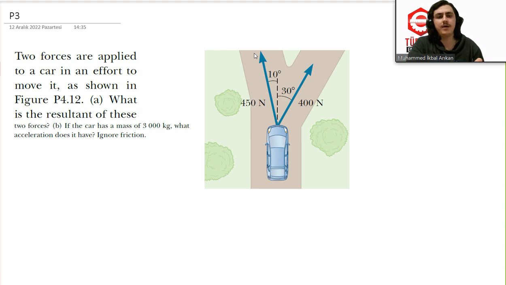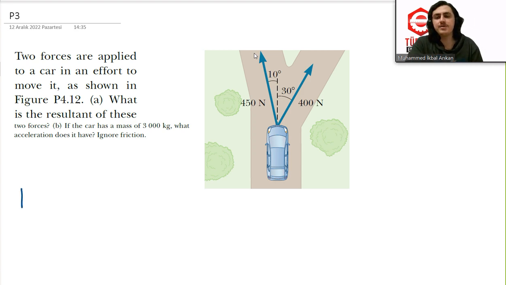So I have a car which has a mass of 3,000 kilograms. That means 3 tons. So 2 forces are applied to the car. So what is the resultant of these 2 forces? How can I know the resultant of these 2 forces?